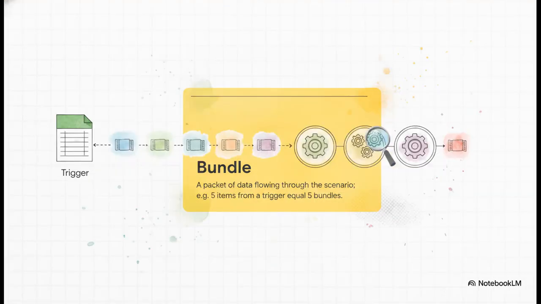Next up is the bundle. And honestly, this concept is Make's true superpower. A bundle is simply the actual packet of data flowing through your modules. Let's say your trigger is watching a Google Sheet for new rows, right? And it finds 5 new rows. Well, Make generates 5 separate bundles. Those 5 bundles then flow to the next module, which means that next module is going to run 5 separate times. Once you understand how bundles flow, you've basically unlocked the platform.